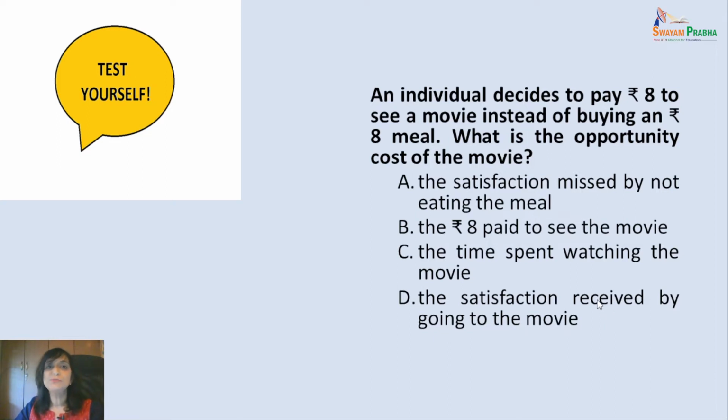So I'm sure you must have answered by now. The correct answer is A. Why? Because the other option was buying a meal, which he has foregone. That was the next best alternative for these 8 rupees. So that's your opportunity cost.